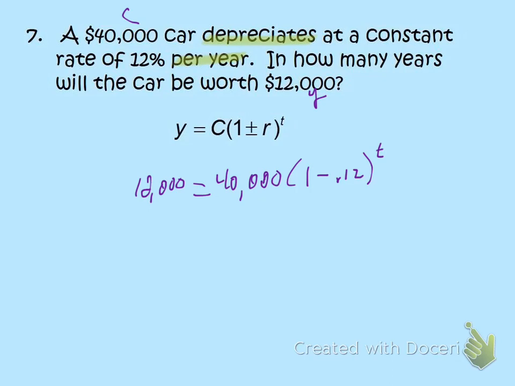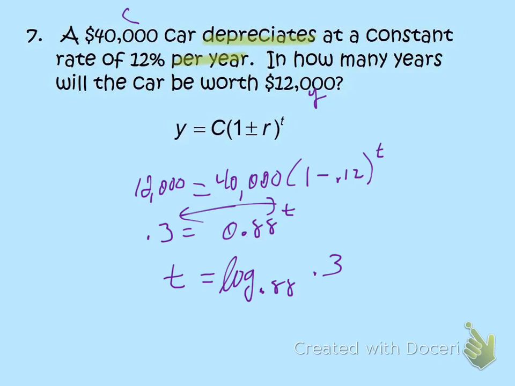Right? So we're going to do a little bit of arithmetic, divide both sides by 40,000, and you get 0.3 equals 1 minus 0.12, which is 0.88, to the t power. If we're going to solve for t, we need to get t out of that exponent. The other way to look at this is I've got an exponential equation, but I cannot get base 0.88 on both sides. So I'm going to need to rewrite this as a logarithm. I need a logarithm with the same base, so logarithm of 0.88, and then these guys switch. So 0.3 comes over here.